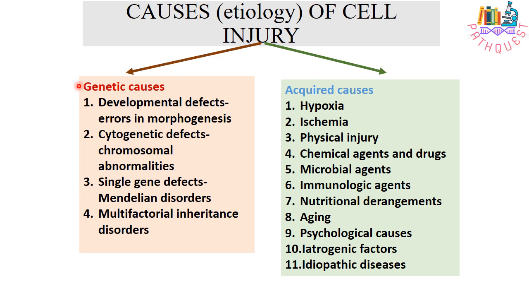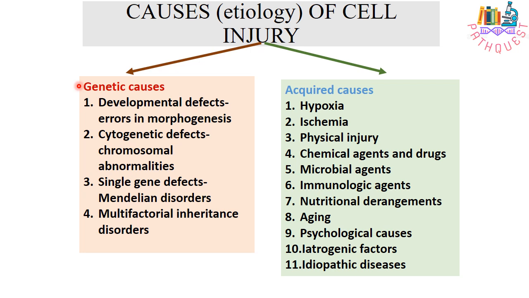So these mainly occur during fetal life. Cytogenetic defects, which are chromosomal abnormalities, single gene defects, which are also called Mendelian disorders, and multifactorial inheritance disorders. Acquired causes include hypoxia, ischemia, physical injury, chemical agents and drugs, microbial agents, immunologic agents, nutritional derangements, aging.